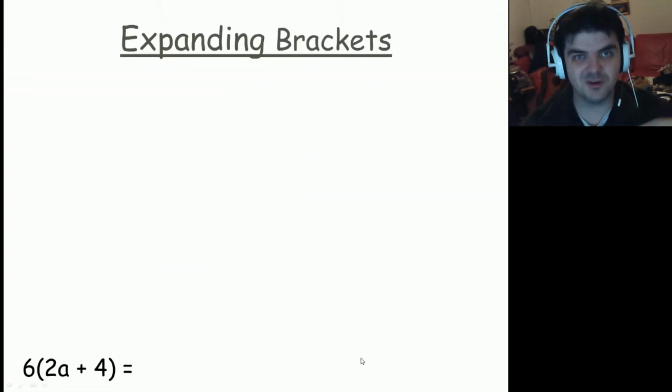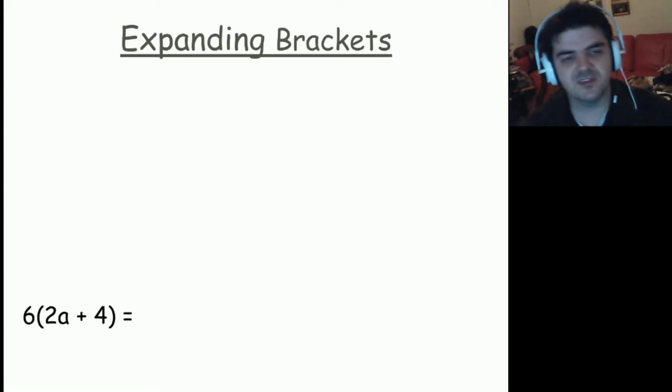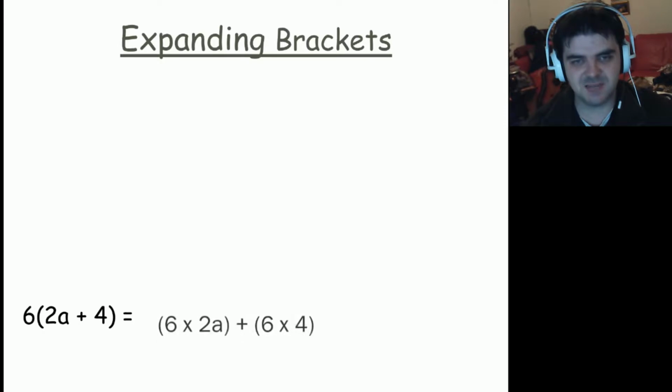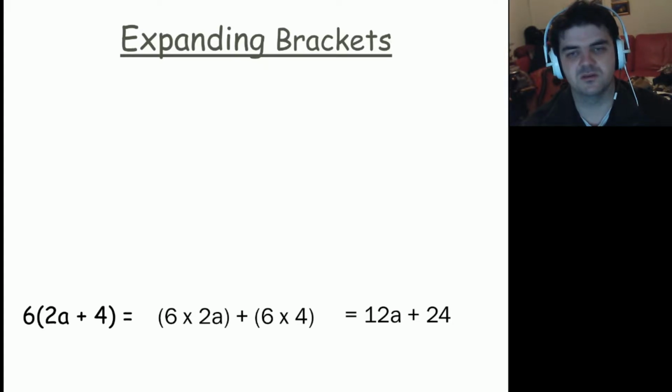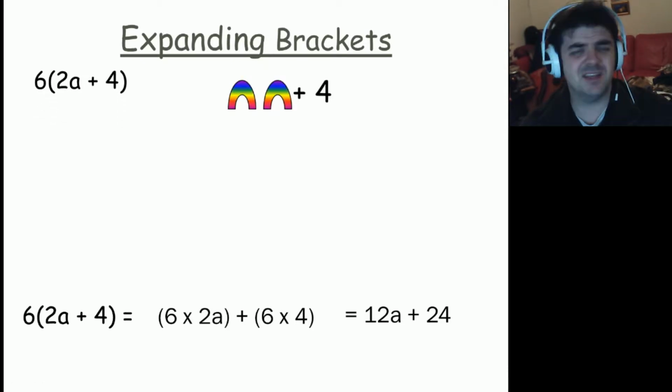Let's look at another example. This time we'll do it in reverse. We'll see what it looks like when we get the answer. So 6 upon 2a plus 4, that's 6 times 2a added to 6 times 4, which gives you 12a plus 24. 6 times 2a gives you 12a, 6 times 4 gives you 24. And if I look to see what that looks like visually, it's 6 lots of 2a plus 4. The a's are represented by these resplendent rainbows.